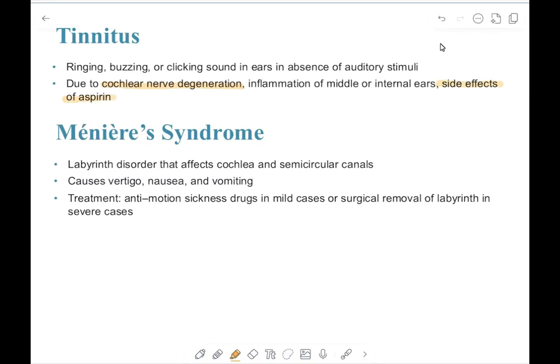Meniere syndrome is a labyrinth disorder that can affect both the cochlea and the semicircular canals. So remember that the labyrinth is all these different kind of mazes of canals that's in the inner ear, which would be the cochlea and the semicircular canals. In certain cases, there can be displacement of those otoliths, but it can lead to problems like vertigo, nausea, or even vomiting. Some of those anti-motion sickness drugs can help it, or even surgical removal of the labyrinth in severe cases.